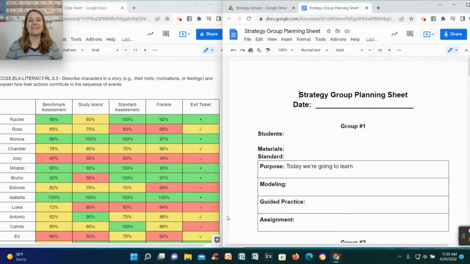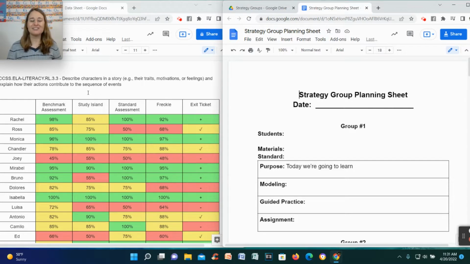Welcome to lesson 3. As you can see, this lesson is set up a little bit differently from all of the others because in this lesson, we are going to be applying what we've been learning. So you should have a data sheet. Your homework from lesson 2 was to collect data on your students and input it into a spreadsheet, kind of like the one I have over here. And what we're going to do today is use that information to form our strategy groups.